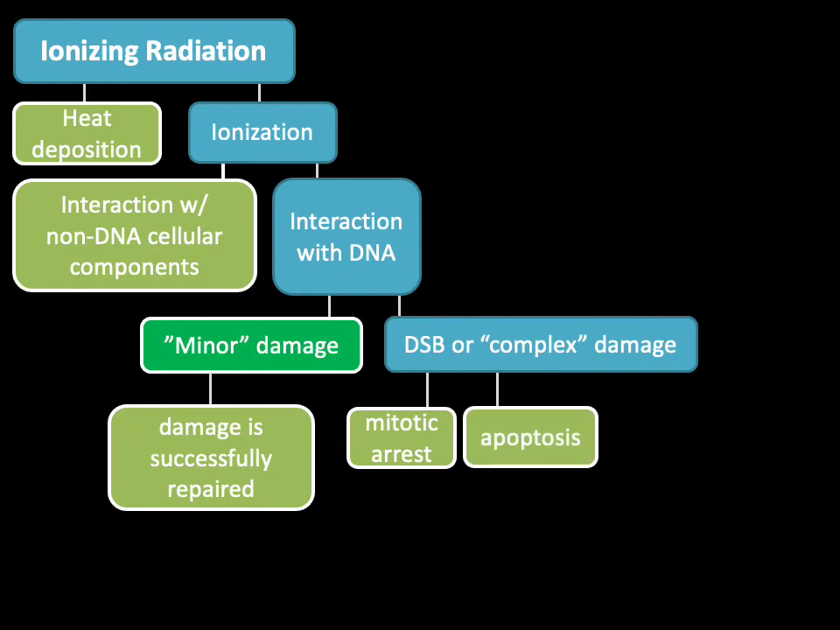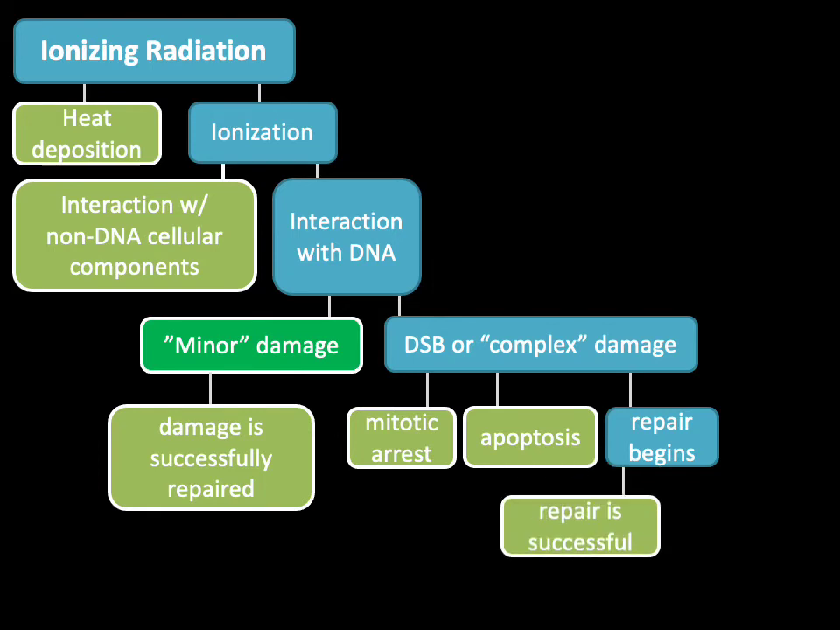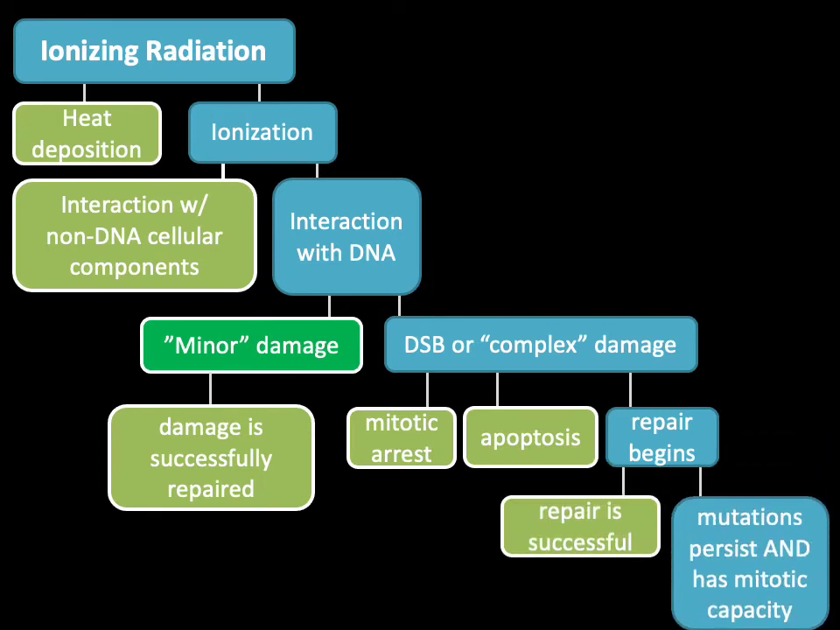This can result in mitotic arrest or apoptosis, both of which can have biological effects, which we'll discuss in a little bit. The other thing that can happen is that repair processes kick in. Sometimes the repair is successful, but sometimes mutations persist and the cell still has mitotic capacity. It's these situations where we start to be concerned that some of these cells might develop into cancer. And so it's important to recognize that this is a possible consequence of ionizing radiation exposure to cells, but it's not the only potential consequence.